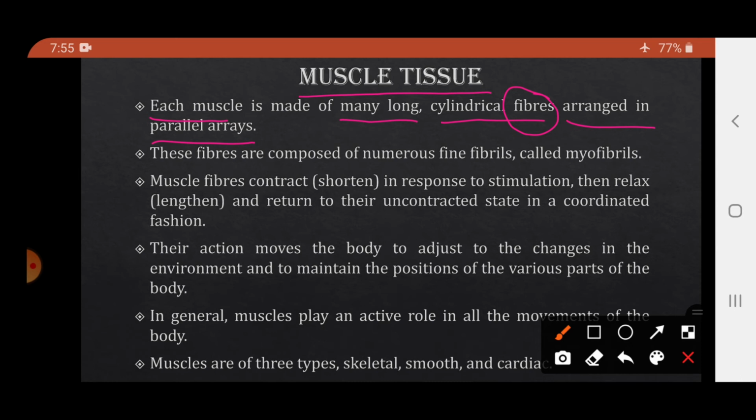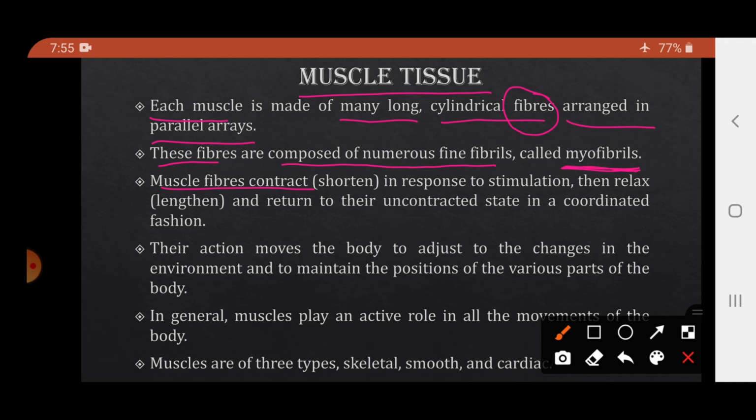Now ये जो fibers हैं, these are the cells of the muscle tissue. ये fibers किसके बने हैं? So these fibers are composed of numerous fine fibrils which are called the myofibrils. Fibers किसके बने हैं? The fibers are made up of the thin fibrils, and these thin fine fibrils are called the myofibrils. Muscle किसका बना है? Muscle fibers का. Muscle fibers किसके बने हैं? They are made up of the myofibrils.